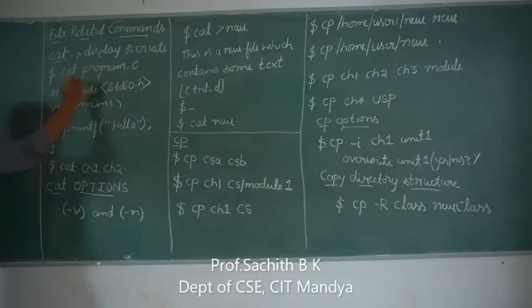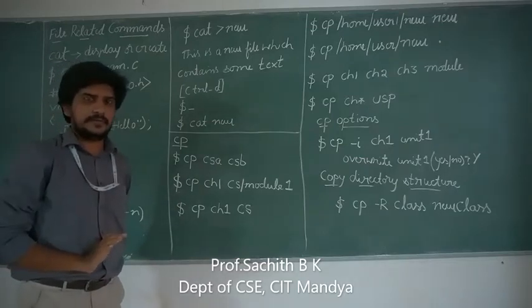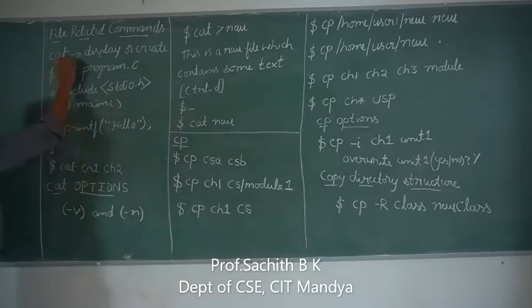So inside this program.c, whatever contents are there, it will display all of that for you. So this is how you can make use of the cat command to display the contents of a particular file.